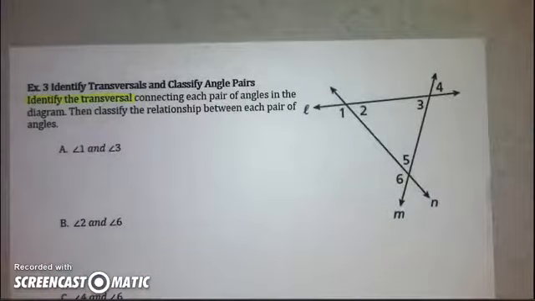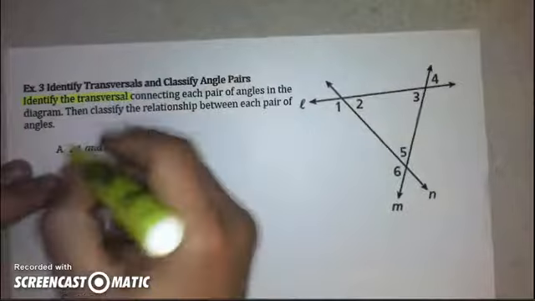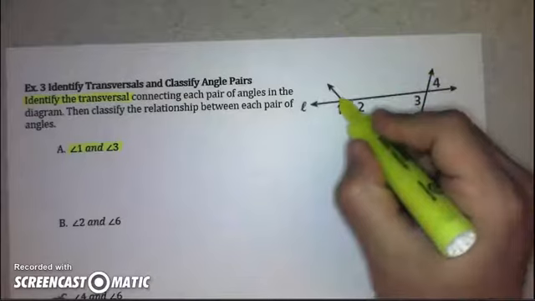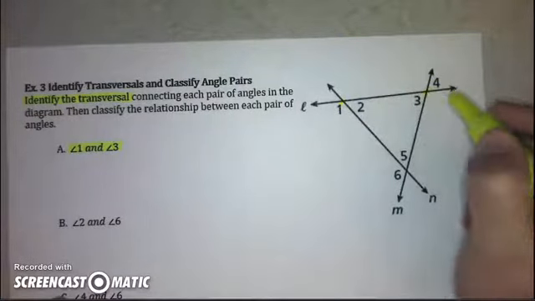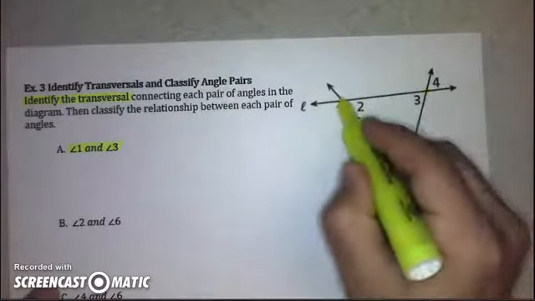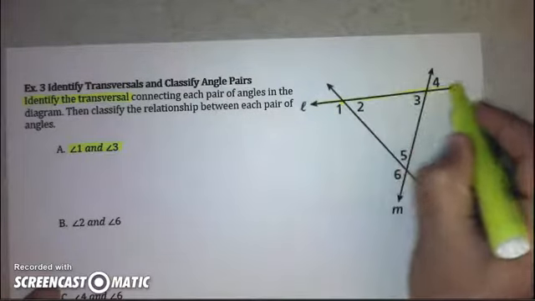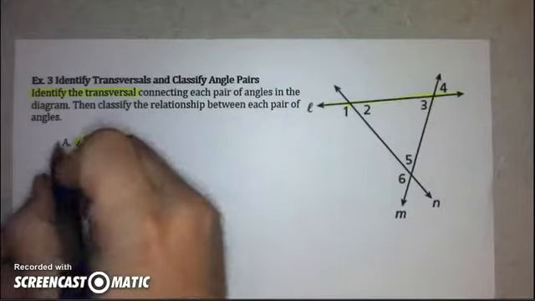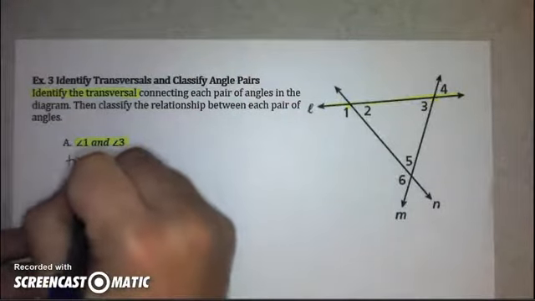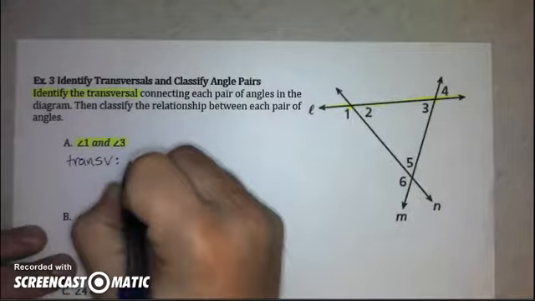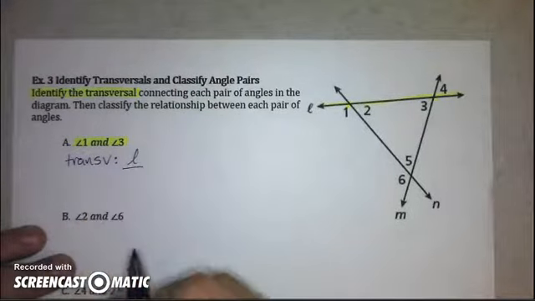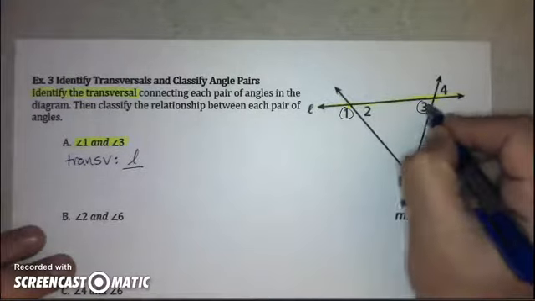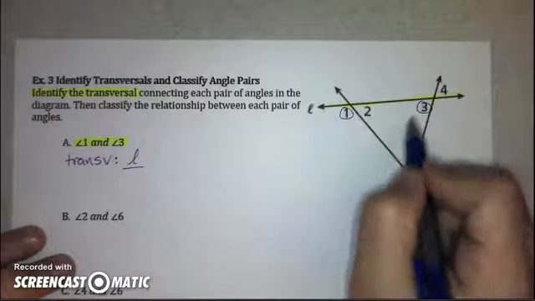So here's how we can do this. We're going to look at angles 1 and 3 first. Angle 1 has a vertex here, angle 3 has a vertex here. Those two vertices, those two points, lie on line L. So line L is the vertex, I'm sorry, is the transversal. Transversal is L.